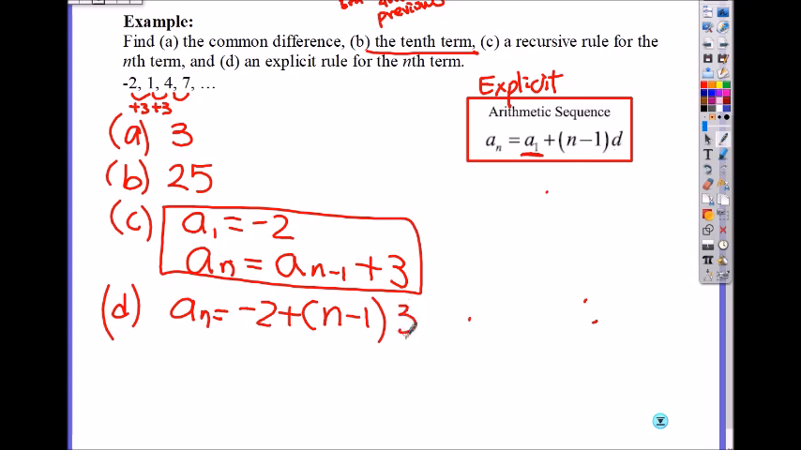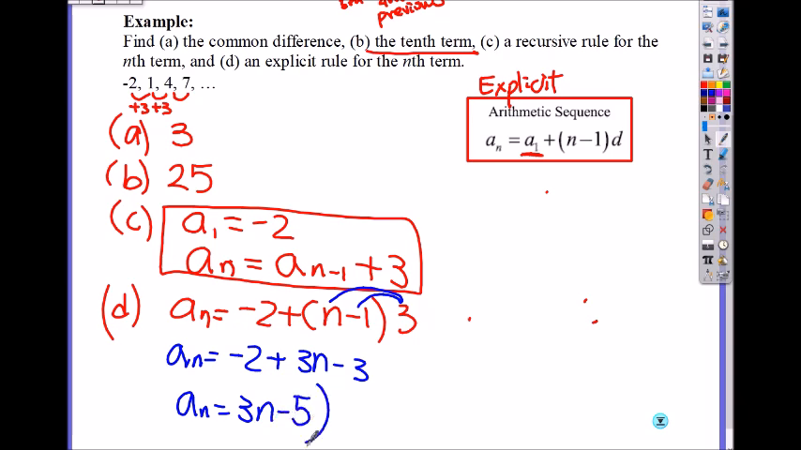So can I leave it like this? No, you have to simplify it. Distribute 3 to those two terms. So I get a sub n equals negative 2 plus 3n minus 3, which becomes, put the n first, 3n minus 5. So that is your final answer.